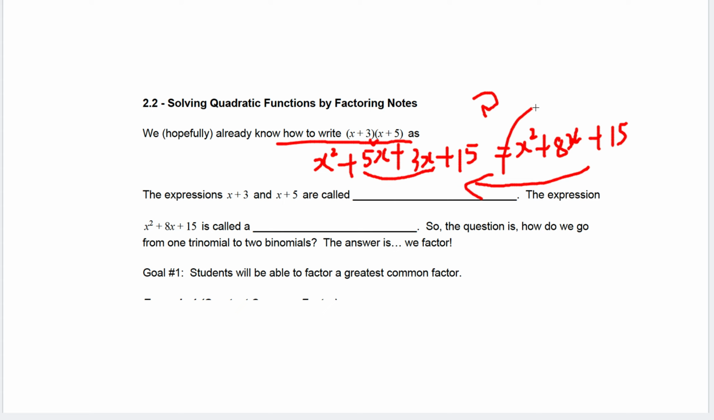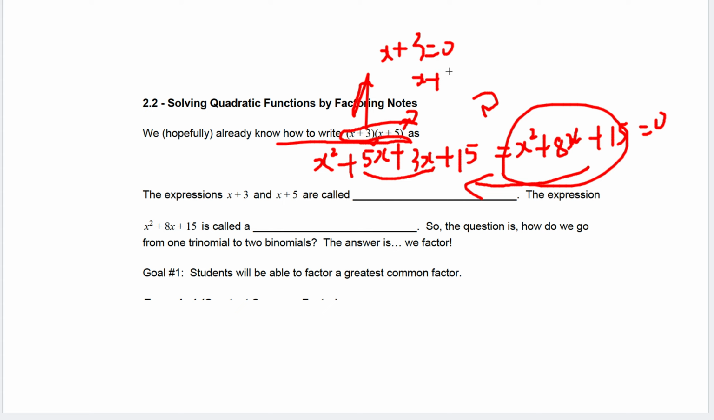So we can think of it as a reverse process. If we see this quadratic function, can we get this part? If we can, then we can get the solution, right? If we say this is equal to 0, that means this part is 0, right? So that means x plus 3 equals 0 or x plus 5 equals 0.